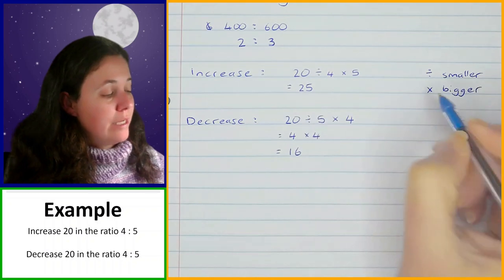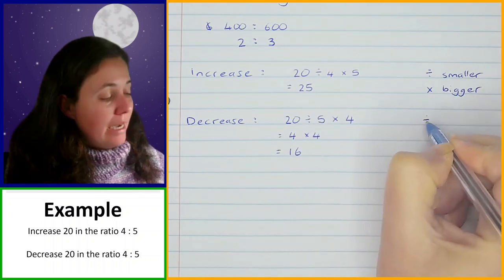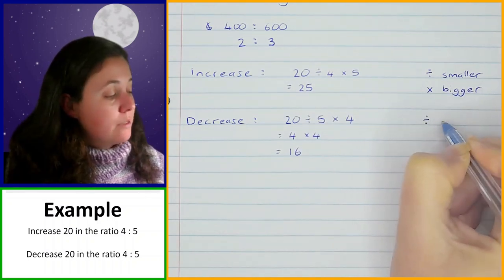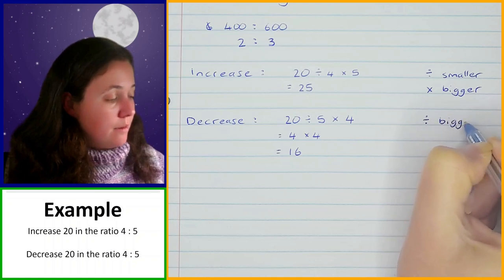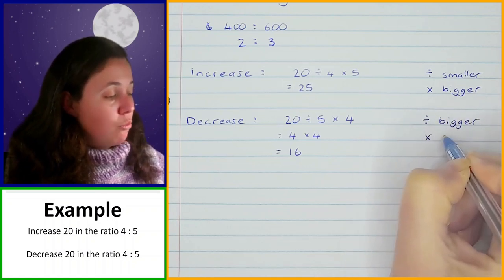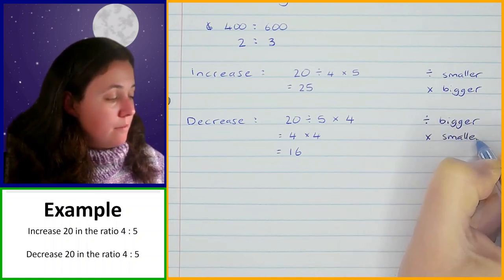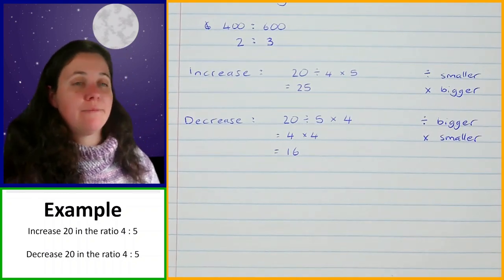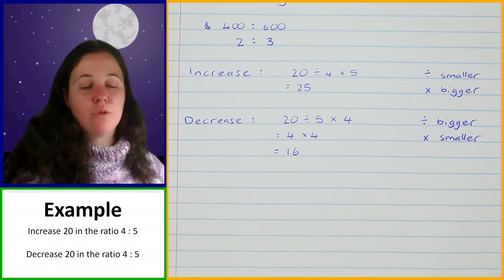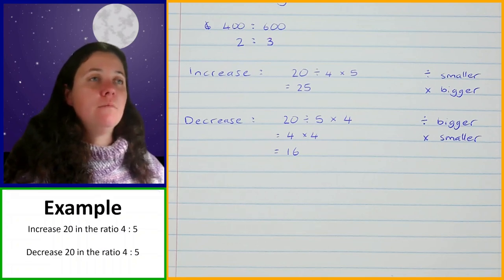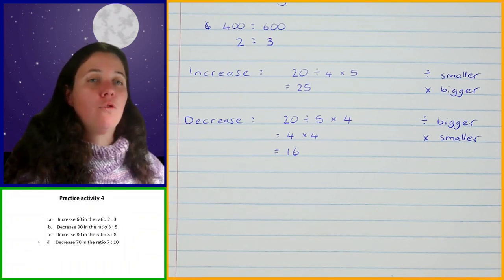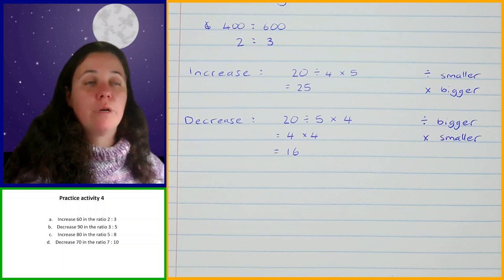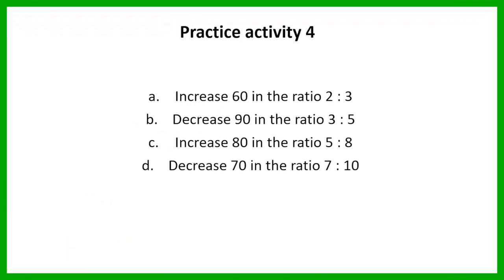Okay, so for decreasing, what we do is we divide by the bigger number, and then we multiply by the smaller number. And that will end up making it smaller, which is what we need when we are decreasing. Okay, so now I'm going to give you some time to do a few yourself. You're going to work on all four of these in one go, and I'm going to give you 2 minutes to do these questions.